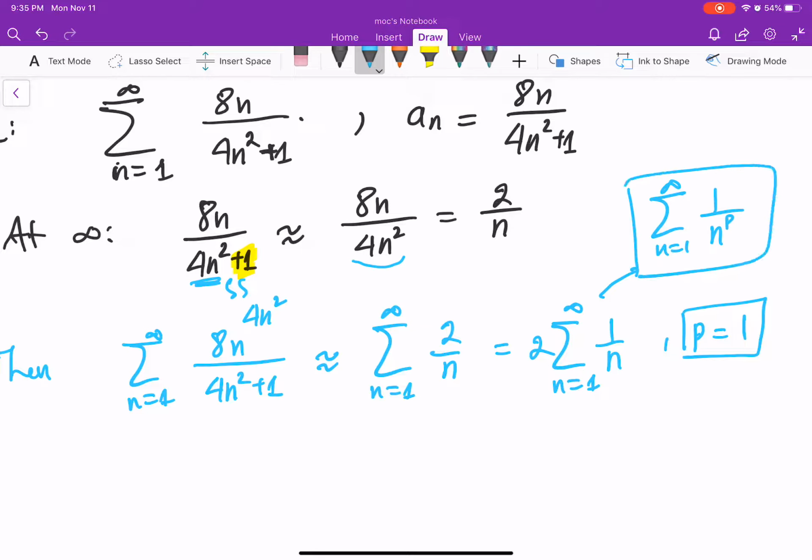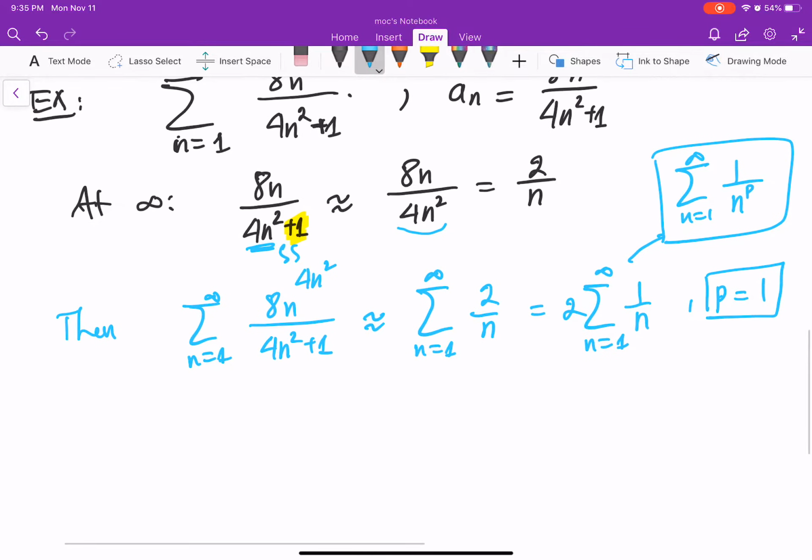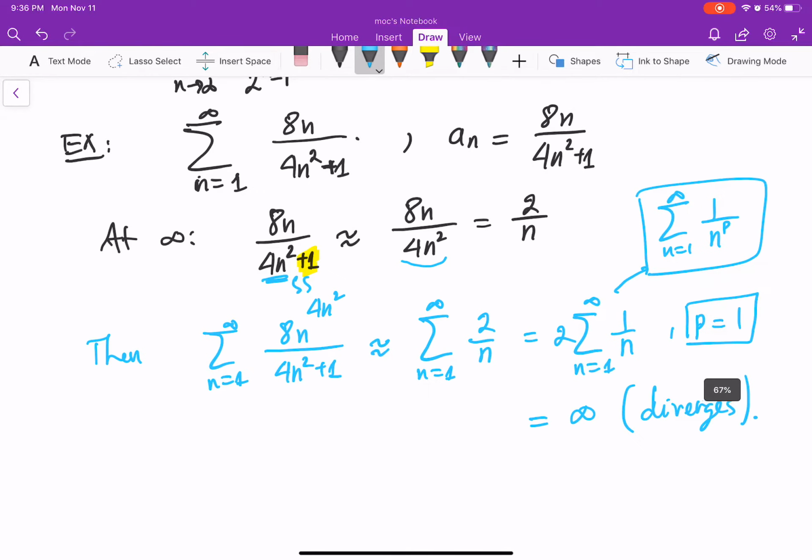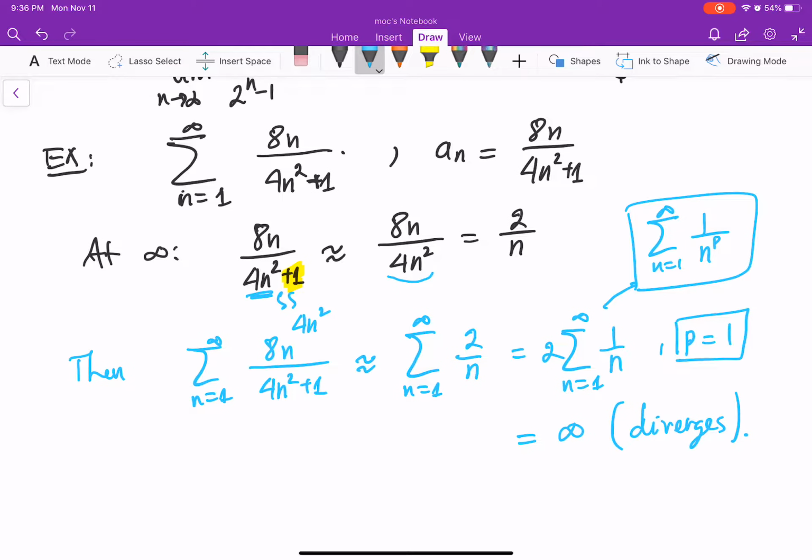That is the harmonic series. So in this case, we have P equal to 1, and we know that the harmonic series converges if P greater than 1, and diverges for P less than or equal to 1. So this is just equal to infinity, which is divergent. This is how we can use similarity at infinity to consider convergence of this series.